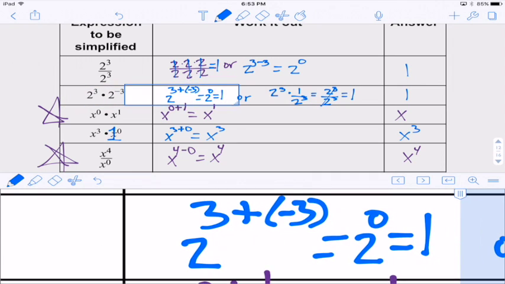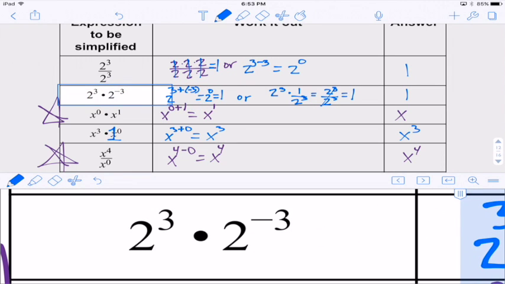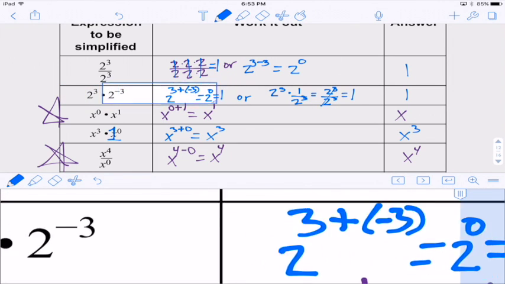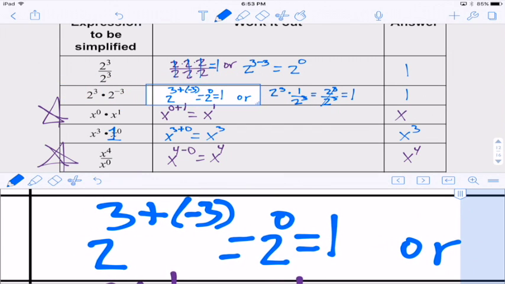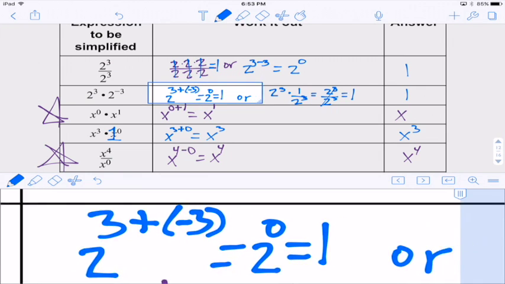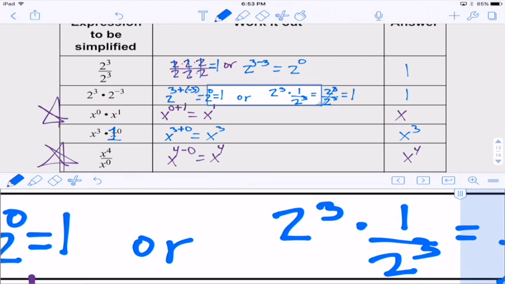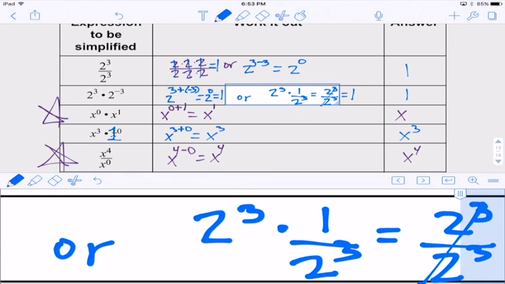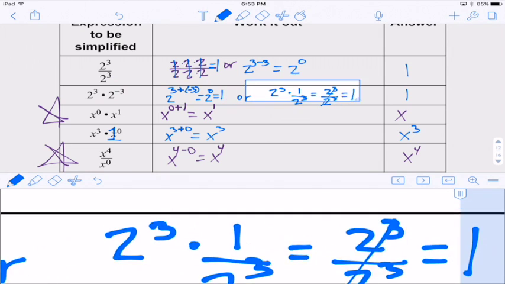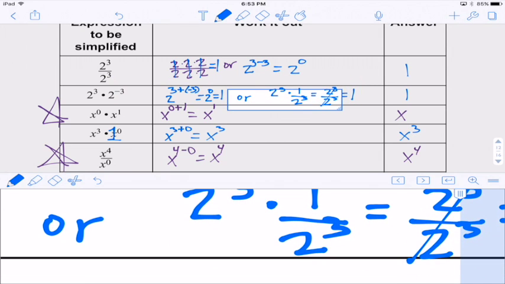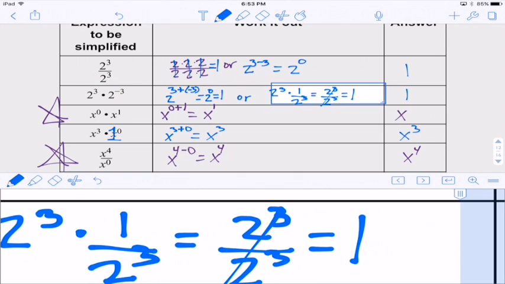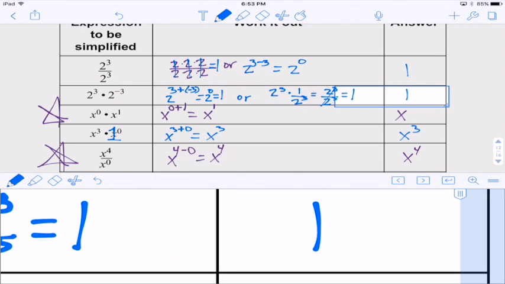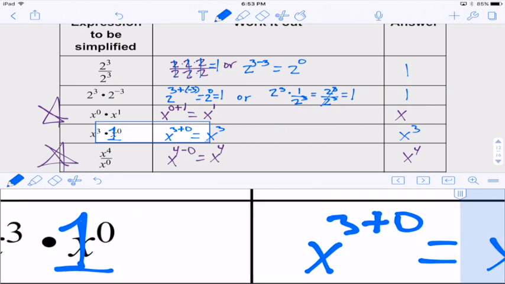Same with the second one. I did it two ways. I used the multiplication rule where we add 3 plus negative 3, and we got 2 to the 0, which is 1. Or I did it 2 cubed times, and then I noticed that this gave me a reciprocal, 1 divided by 2 cubed, which turns into 2 cubed divided by 2 cubed, which also canceled to give me 1. In this one, I used that addition rule again.